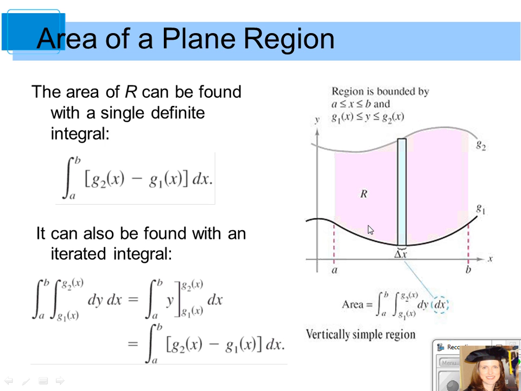So when you're setting up your bounds of integration from a to b, that's your left to your right, and then your lower to your upper, it would be the upper minus the lower.